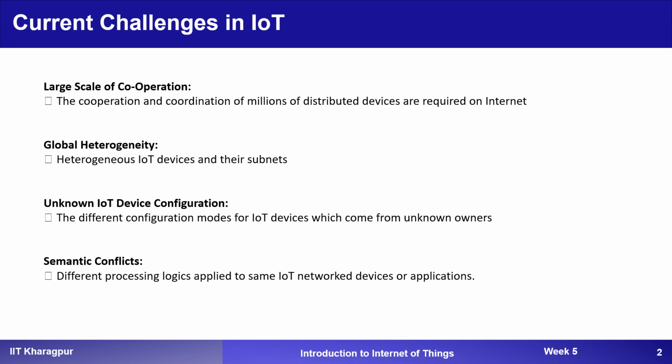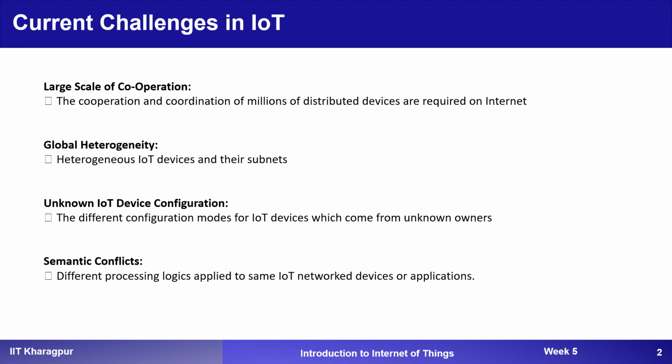Then the third is unknown IoT device configuration. Sometimes the configuration of these devices is unknown, due to which the deployment and the interaction become difficult. And the last one is semantic conflicts. Sometimes there are various semantic conflicts between the different IoT devices. So this is one of the major challenges that we need to solve.